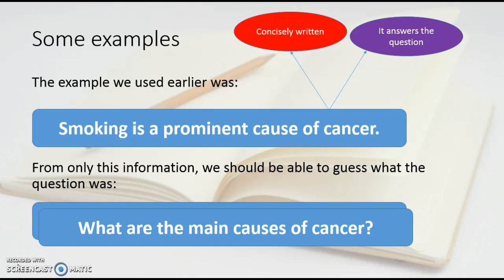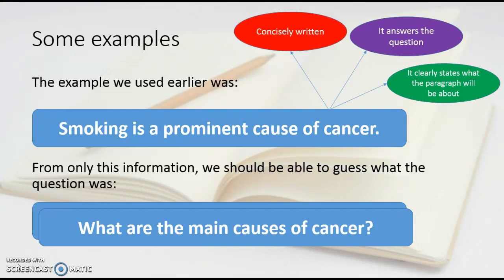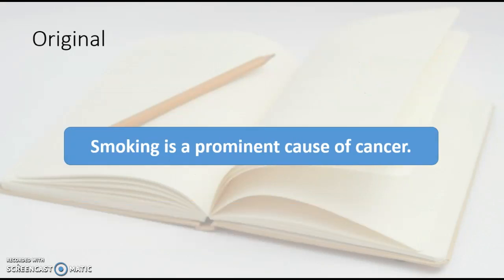It also answers the question. So it's what are the causes of cancer? Well, smoking is a prominent. So prominent means important or significant, which is the same as main. Smoking is a cause, so we've directly answered the question there. And also it clearly states what the paragraph will be about. And if you remember that paragraph, all of the other statements were directly linked to smoking and how it causes cancer, or the number of cases of cancer, which are lung cancer, which are caused by smoking.